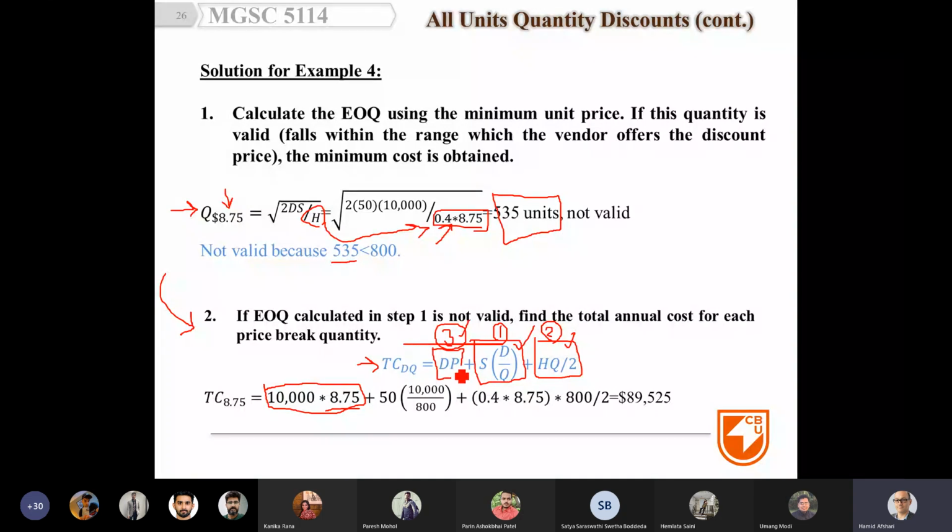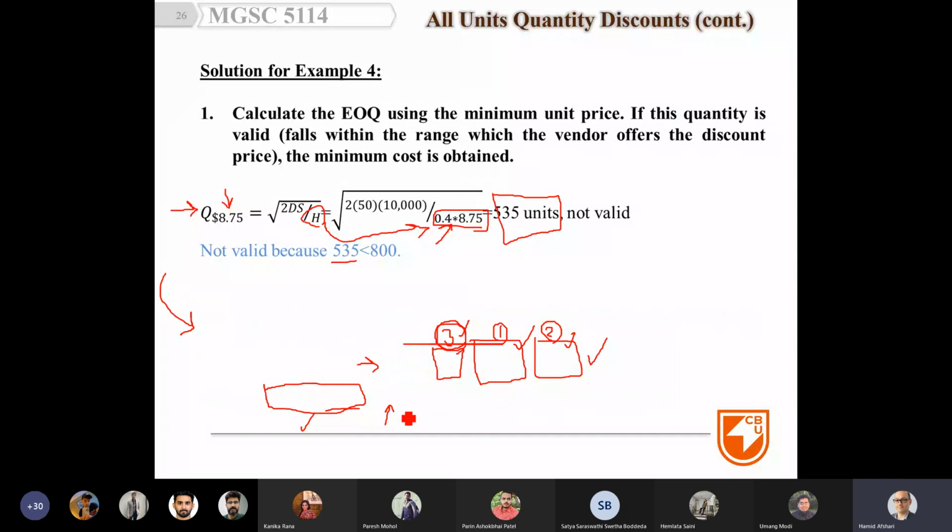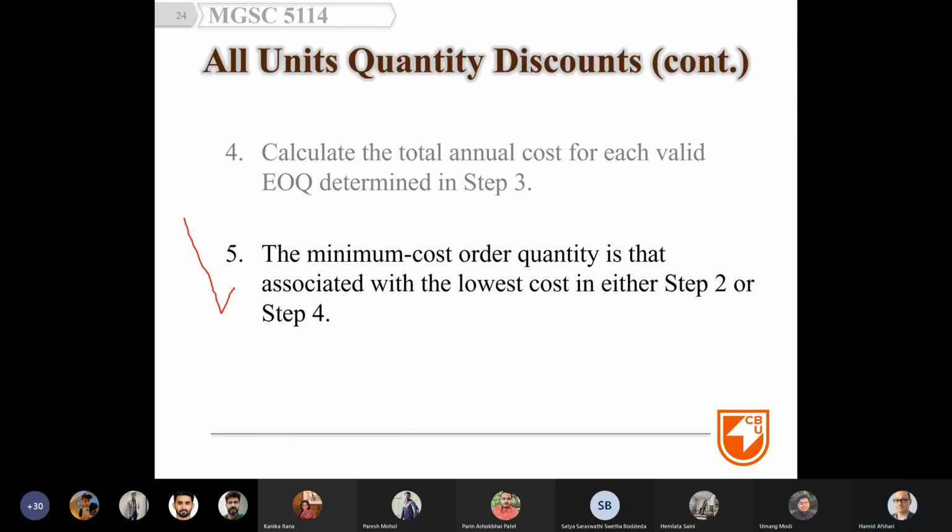So this is the main difference between the first model, which is the classical model, and the third model, which is the discount model, or economic order quantity with discount units. Okay, let's go ahead. Total cost is calculated by 10,000 units multiplied by 8.75. This is the purchasing price, as you can see, component number 3. And then we have the ordering cost, which will be S, which is $50. Do you remember? S was $50, as we have here.